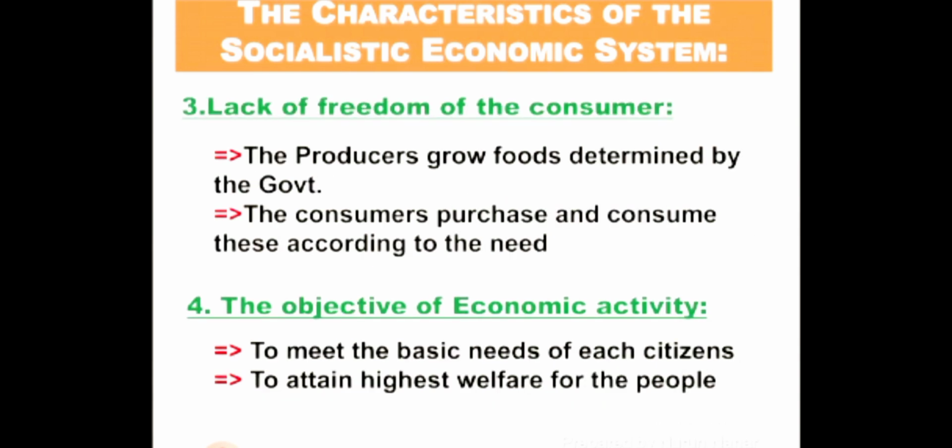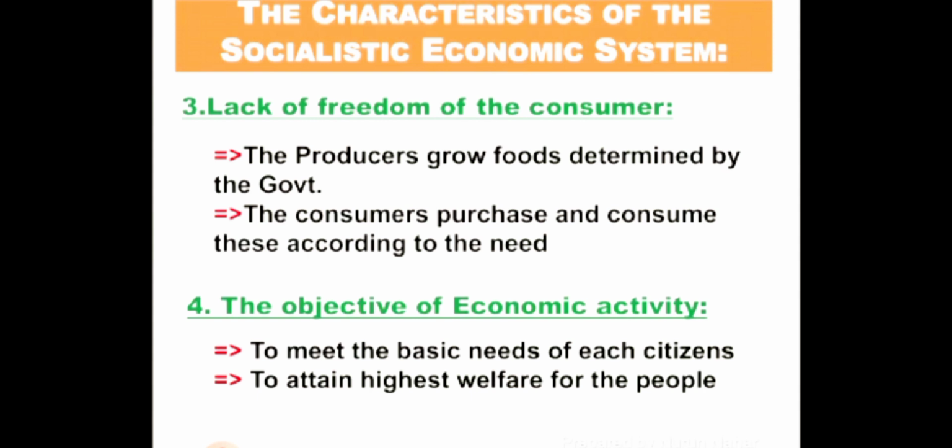The third characteristic is lack of freedom of the consumer. In this sort of socialistic economic system, the consumer has no freedom about buying consumer goods, because in this sort of countries, producers produce a limited sort of goods and commodities. Actually, production is controlled by the government, so there is no chance of buying or consuming much more. The producers grow foods determined by the government, and the consumers purchase and consume this according to their need.